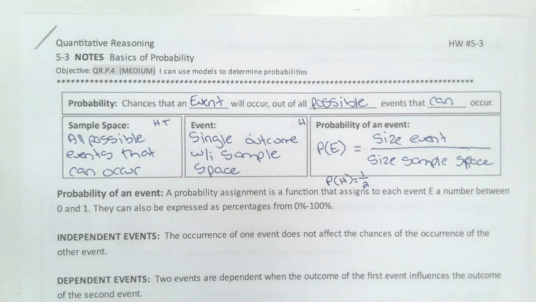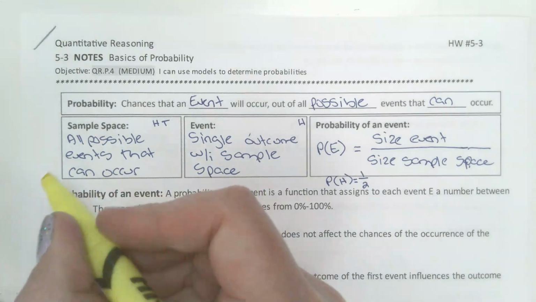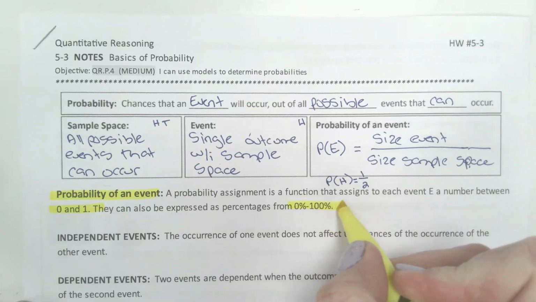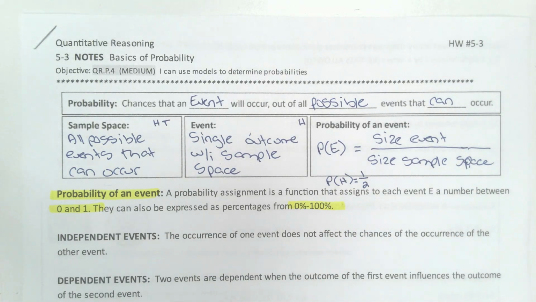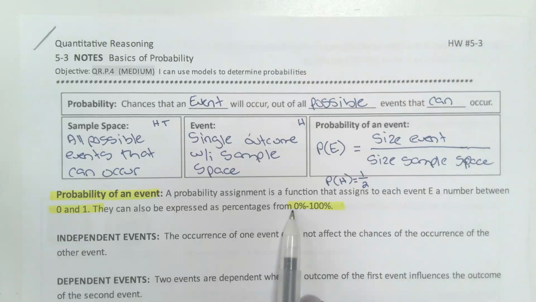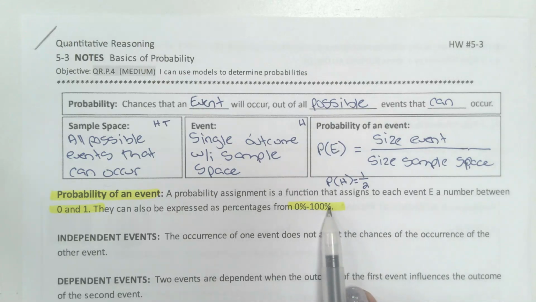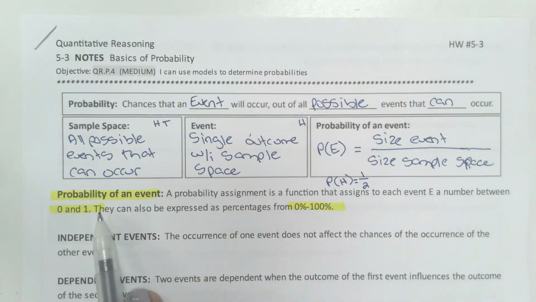The probability that an event will happen is a number between 0 and 1, which is the same thing as 0% to 100%. Because 0%, you turn that into a decimal and you get 0. 100%, if you turn this percentage into a decimal, you're moving it 2 spaces to the left and you get 1. So these are the same thing.